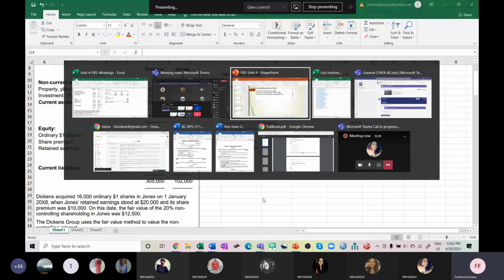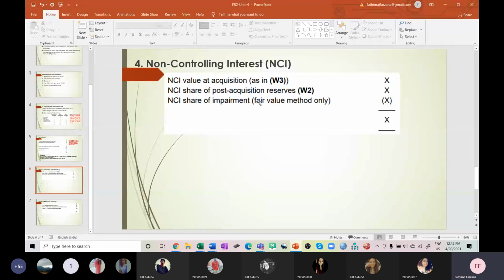Okay, see the PPT here. This is the fourth point: non-controlling interest. That is the non-controlling interest value at acquisition and the non-controlling interest share of post-acquisition reserves, and we don't have any information about impairment. So these two we are going to take.